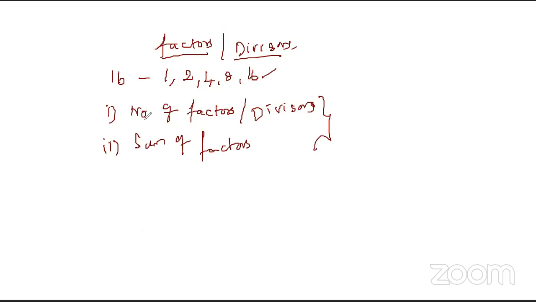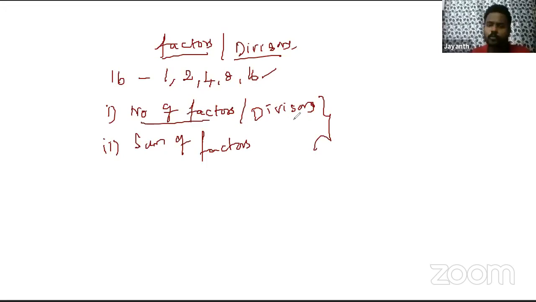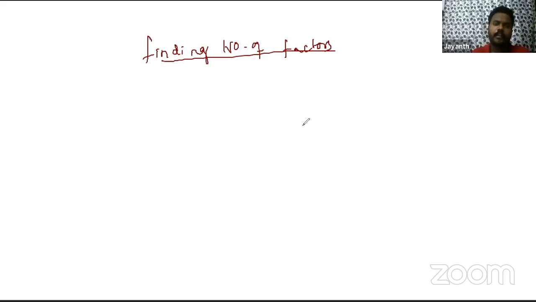First we are going to see how to find the number of factors or divisors for any given number. If any number is given, how many divisors does that particular number have? That is what we're going to see now. First we'll go with finding the number of factors. I'm not going to explain the problem directly. I'm going to tell you the steps, and also why we have to follow them.